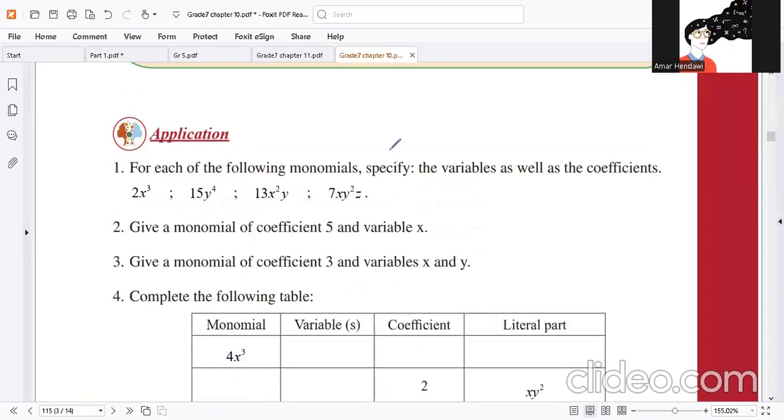Let's see here for each monomial what is the coefficient. 2 is the coefficient. 15 is the coefficient. 13, only the number. 7. And the letters are the literal part: x cubed, y to the power 4, x squared y, xy squared z.